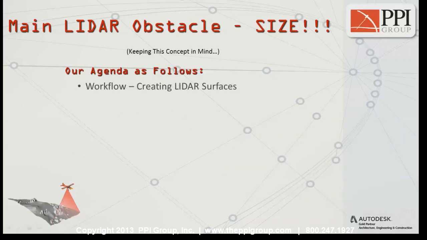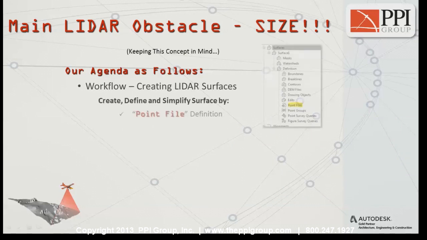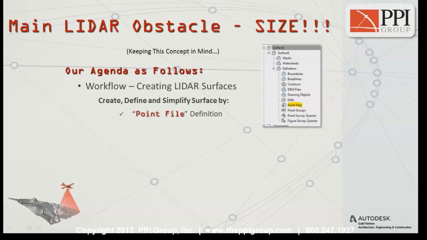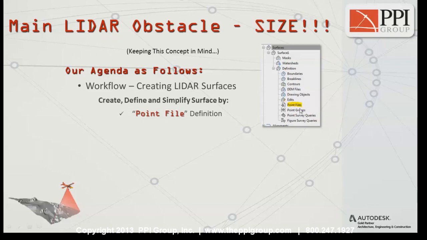Then second, we're going to go into the meat of it, the workflow. Right off the bat, we're going to create what's called a surface by a point file. Now, I don't want to confuse you with that. I'm sure we've all at one time or another imported a point file, where we actually bring in and create simple 3D points. This is a little bit different. This is what's called a point file definition. I actually took a little screenshot from the prospector, and this is how we're going to bring that data in.